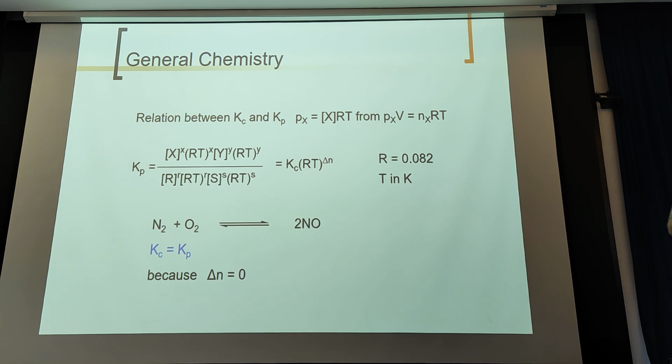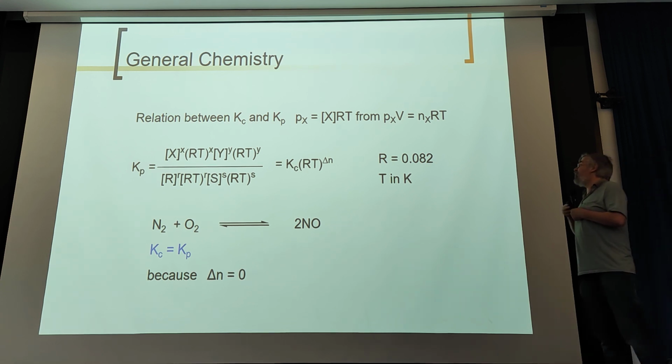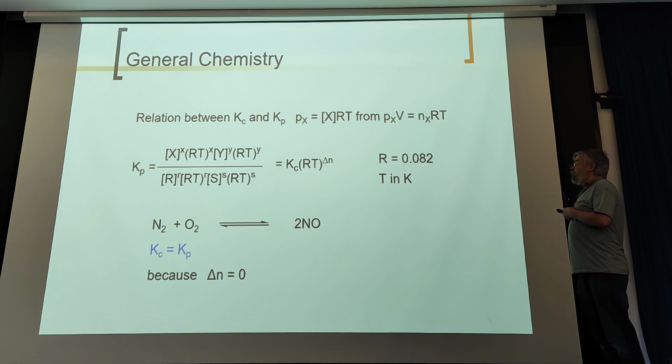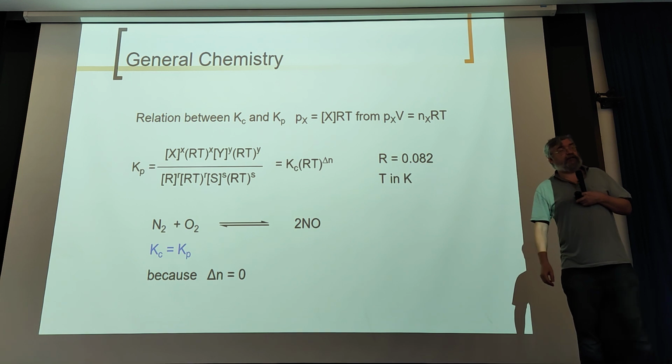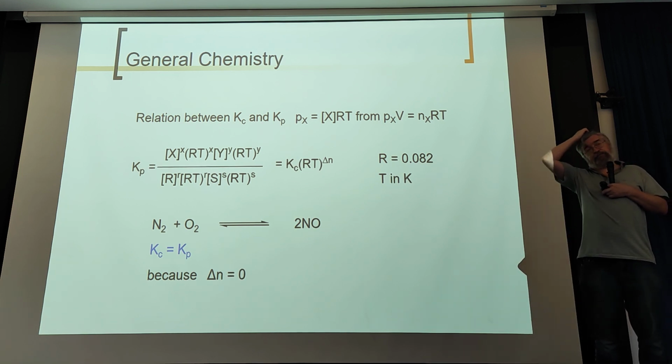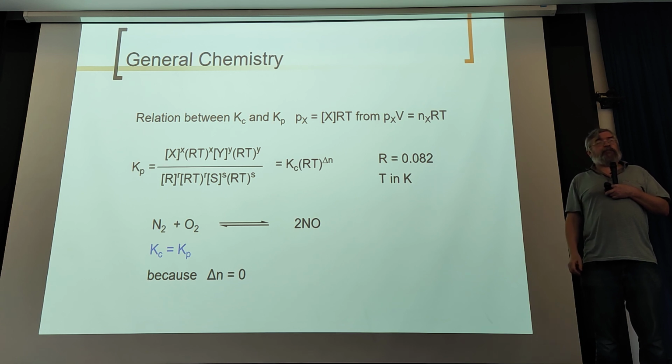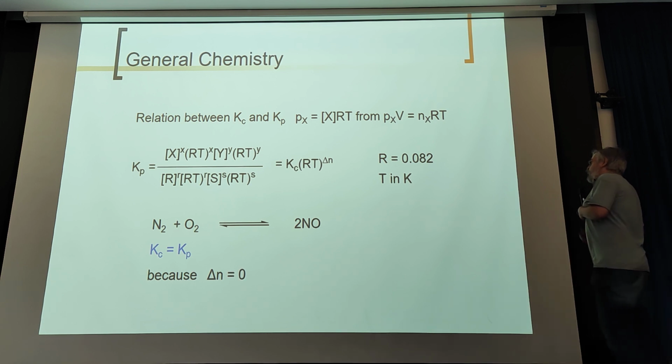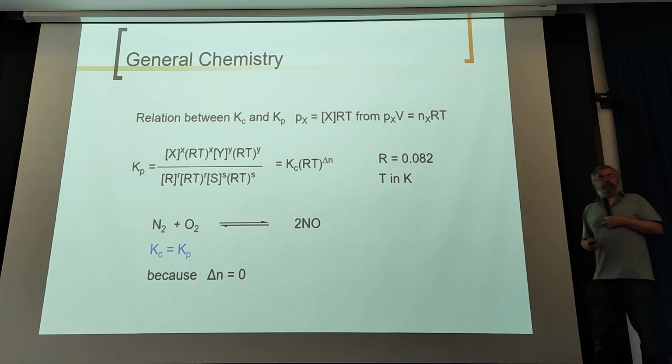So for instance, we have an example here. The oxidation of dinitrogen to NO. 2 moles give 2 moles. Delta n is 0 and Kc is Kp. For RT, this is the PV = nRT formula that we're using, and P was in atmospheres, so that means R has to be 0.082. And the temperature, of course, is as usual in Kelvin.